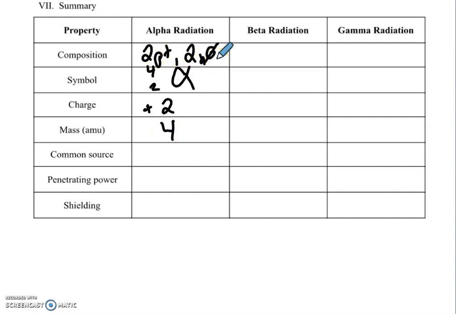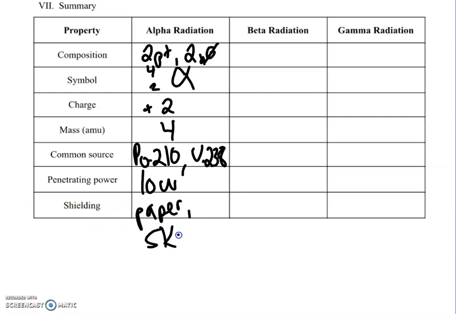A common source of that, you don't have to memorize these things, but a common source of that is polonium-210. And another common source is uranium-238. Penetrating power is low. A piece of paper will block it. So to shield yourself, all you need is paper, or your skin will actually shield you from that.